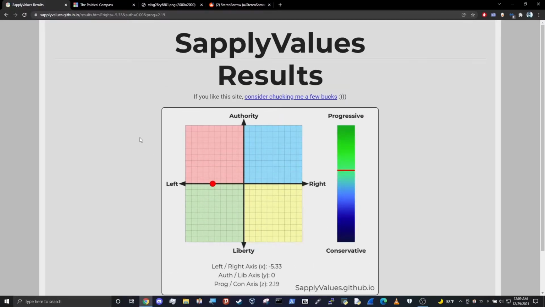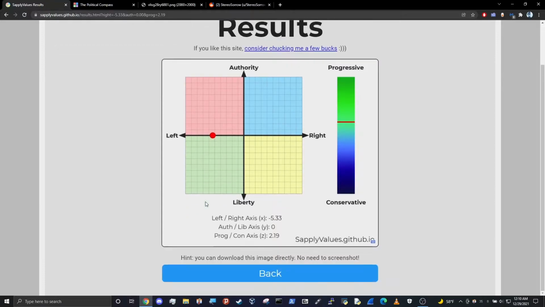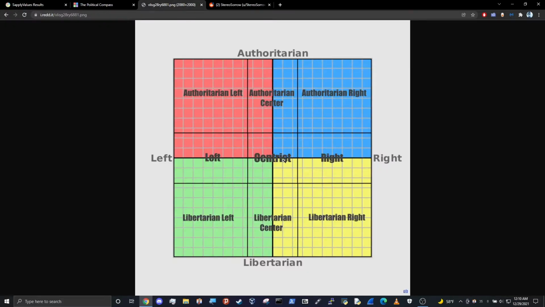Hold on, let me get out of full screen there. And progressive or conservative, I am a 2.19 on progressive. So I'm slightly more progressive than conservative. I'm obviously a lot more liberal than conservative here on the chart, and I'm exactly in the middle of authoritarian and libertarian, literally a 0. And that was my test results. Let me actually check here. This is 1, this is 2, this is 3, this is 4, this is 5. So yeah, I am just on the left.